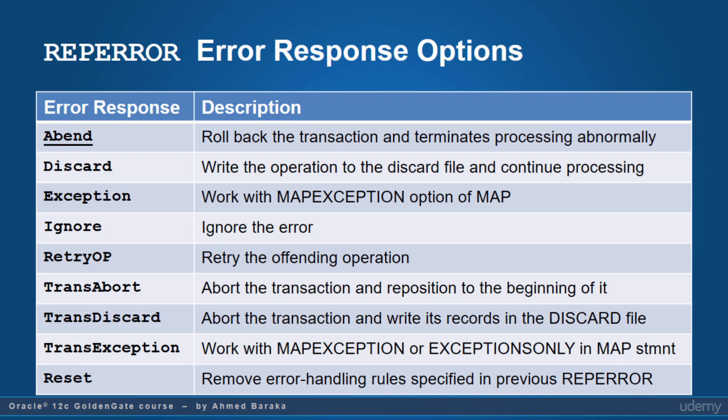Transdiscard causes the replicate to abort the transaction and writes its records to the discard file. Transexception works with an exception table, but it works at the transaction level, not at the record level, as is the case with the exception option. By the way, transdiscard and transexception options are mutually exclusive.